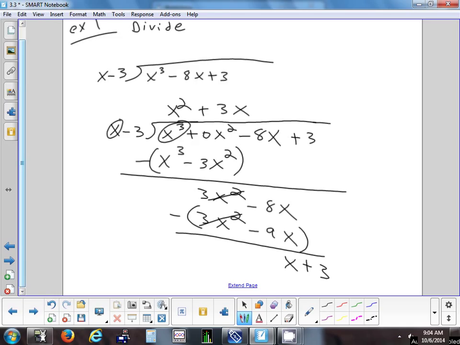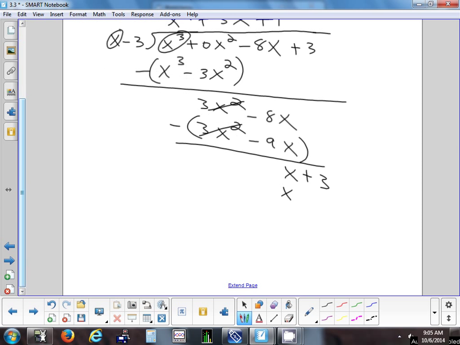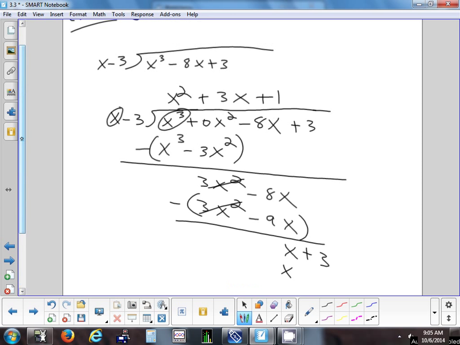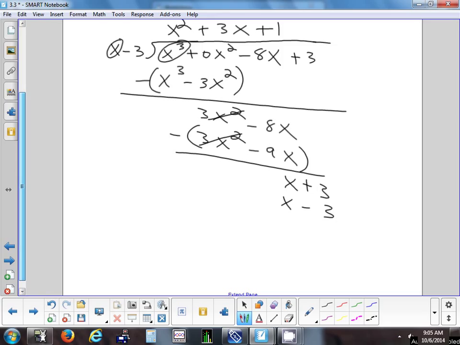Okay, how about Sam? We divide x by x, what do we get? 1. Distribute your 1 back out. 1 times x is x. And 1 times negative 3 is negative 3. And we're subtracting.